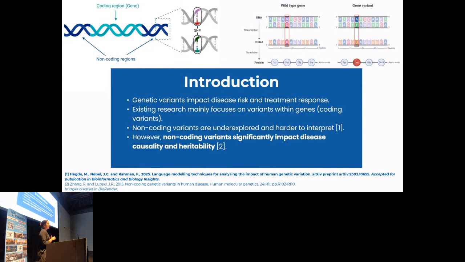But non-coding variants are underexplored and they're a lot harder to interpret because they affect genes through different mechanisms such as regulation, or for example, a variant might be much further away from the gene that it impacts. For instance, you might have variants somewhere over here impacting a gene somewhere over here. So how can we interpret these things?